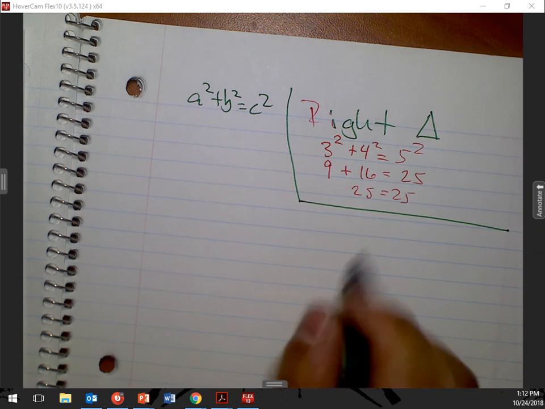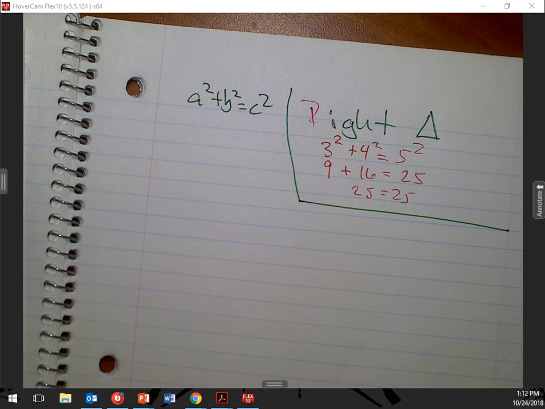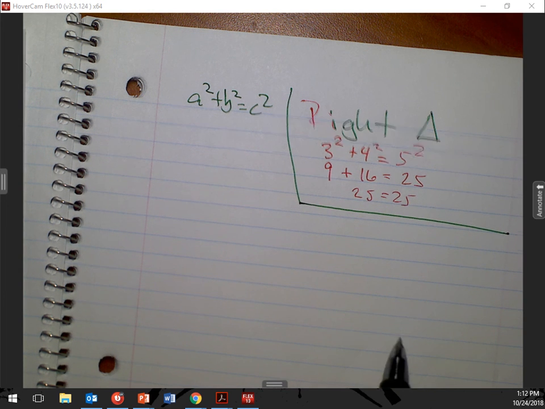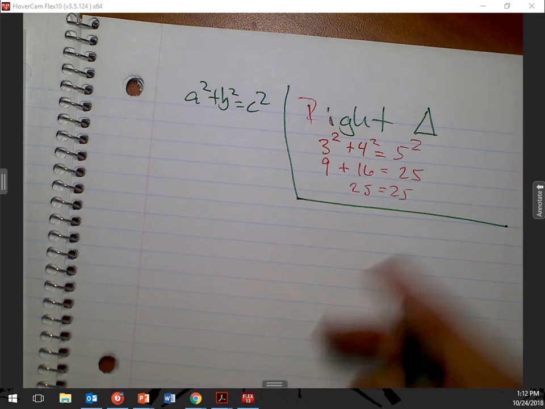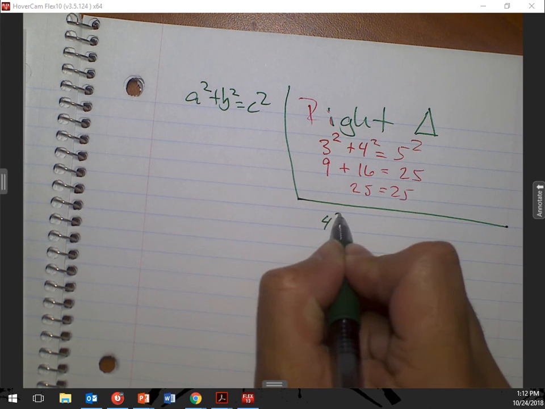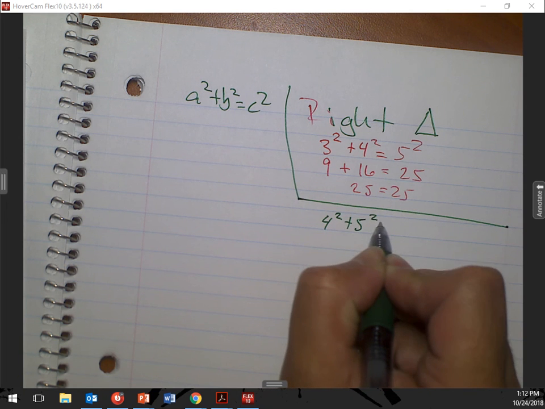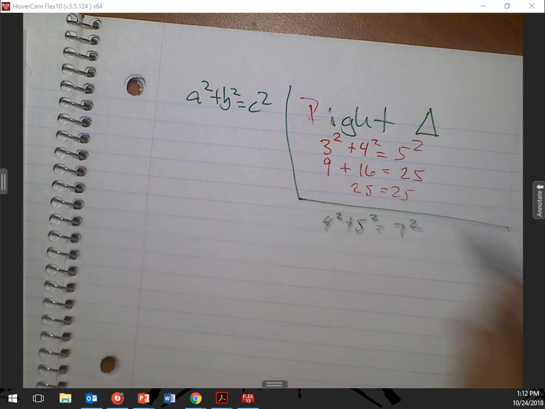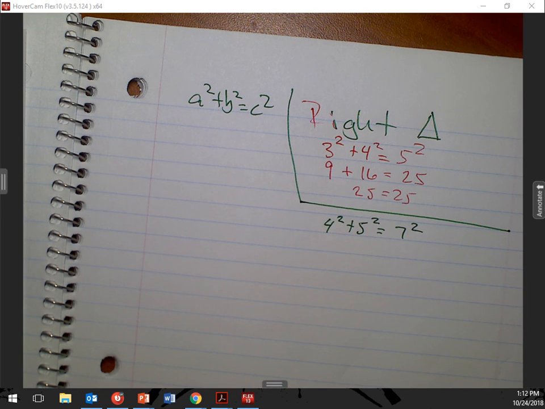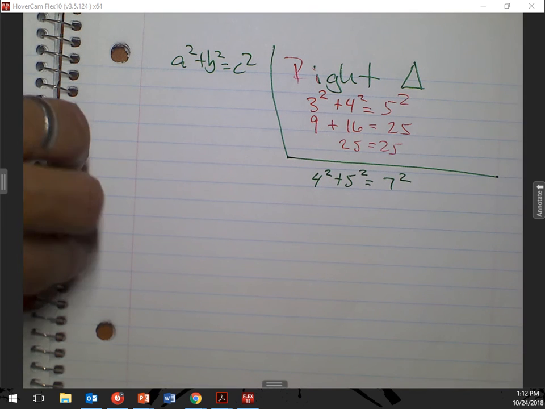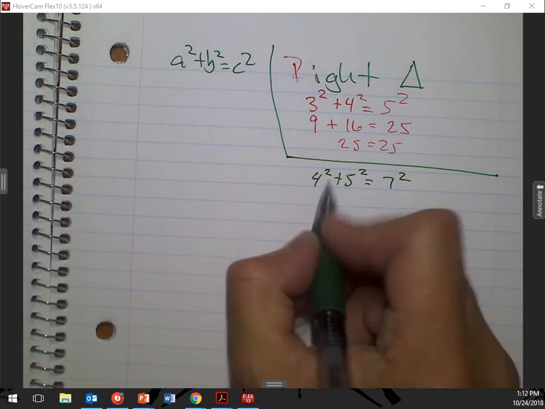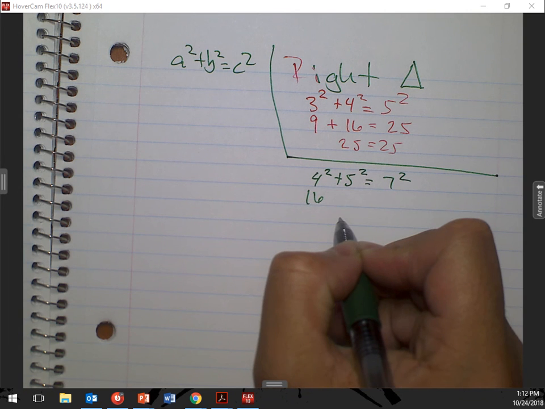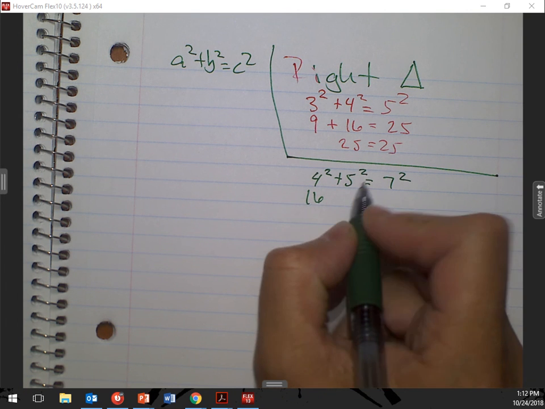So the next one I'm going to do, let's do an obtuse. We know that the first one's obtuse. So I'm going to do 4 squared plus 5 squared equals 7 squared. We said this one's obtuse, right? So 4 squared is 16. And 5 squared? 25.